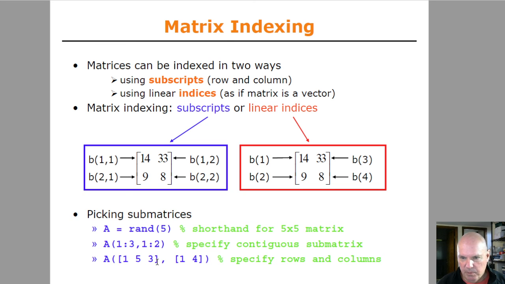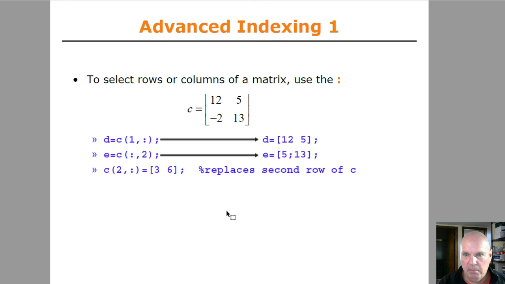You can pull out arbitrary rows, matched with arbitrary columns here, to pull out corresponding submatrices. A single colon represents all columns or all rows. So this would give me the first row and all columns, so this would give me a corresponding 12 and 5. This would be all rows in the second column, so this would be 5 and 13. This would return a column vector. The first one would return a row vector, the second row, all columns.